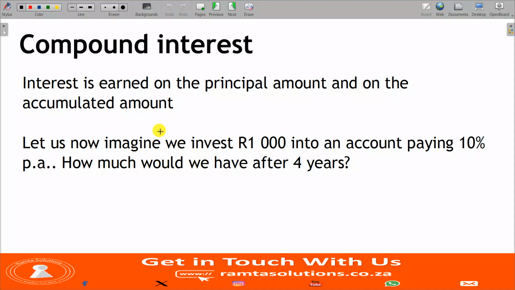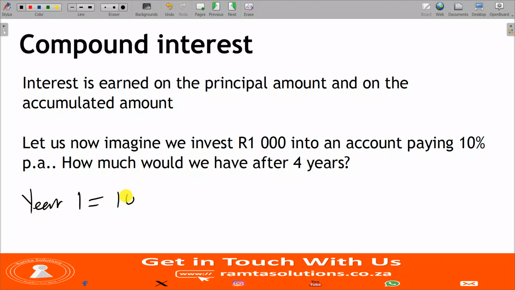Now, how about we think of a situation where we invest 1,000 rands? Our principal amount is 1,000 rands into an account paying 10% per annum. How much would we have after 4 years? We're going to start roughly without formulas, and then derive formulas later. So how much would you have at the end of the first year?